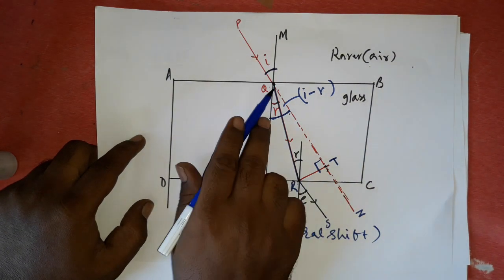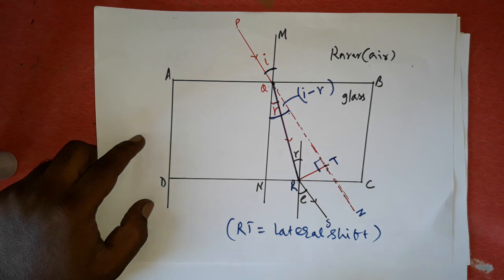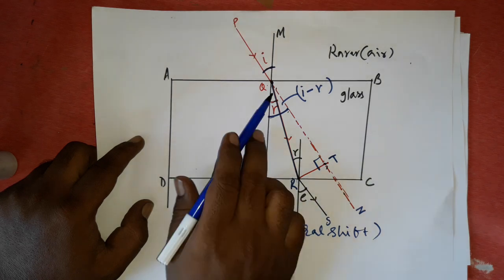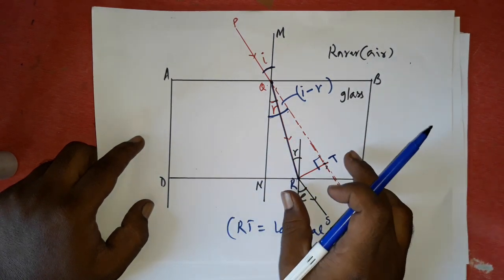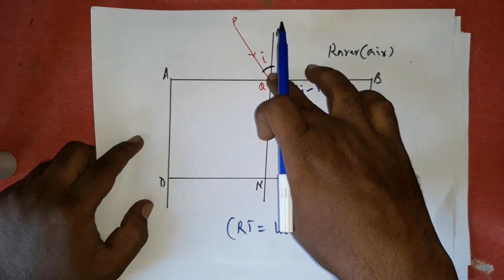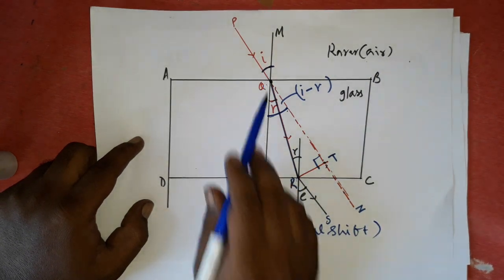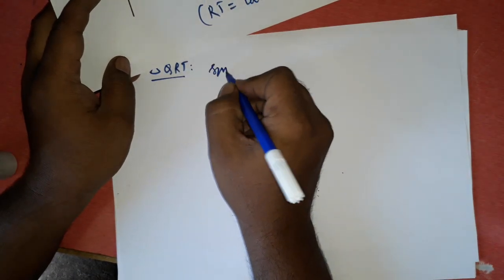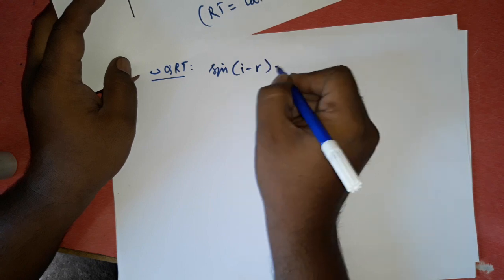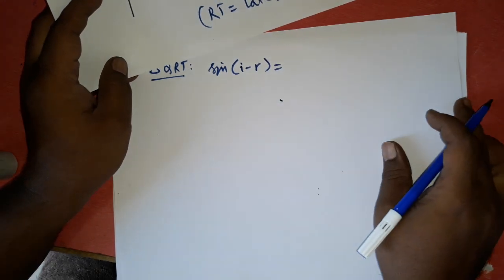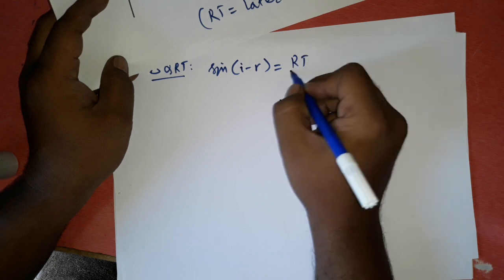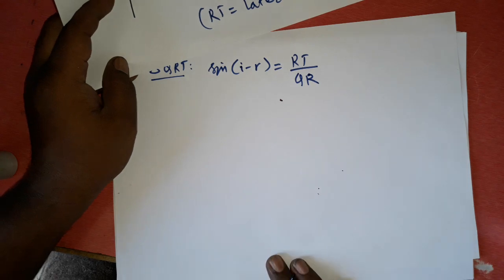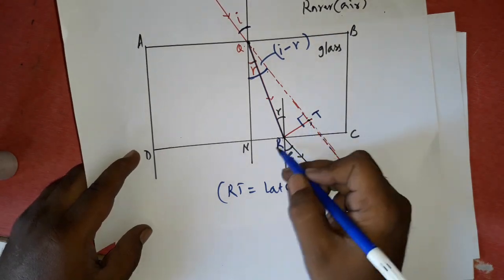Adjacent is... it's better to take sin theta here, suppose. Okay, take sin(i minus r). This is QR, opposite by hypotenuse, RT divided by QR. That means in this triangle QRT, I will write sin(i minus r) is equal to RT divided by QR. RT is nothing but lateral shift.